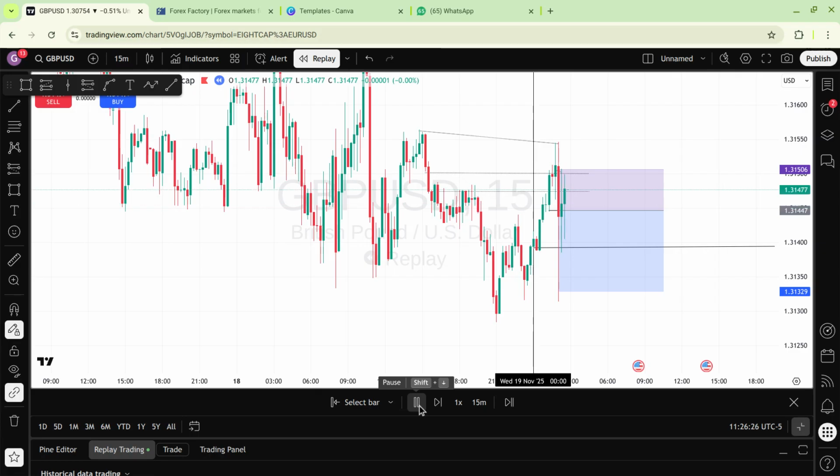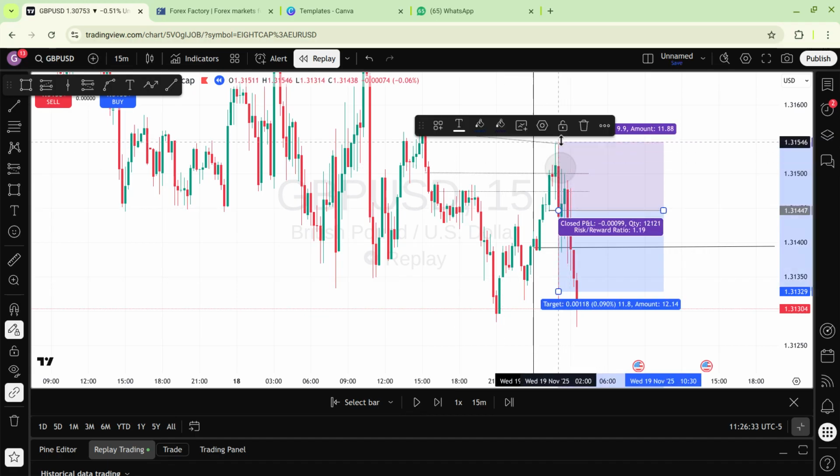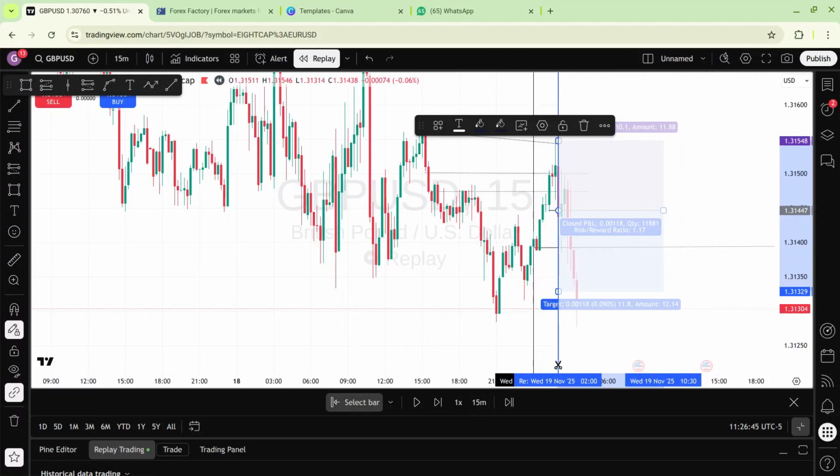Oh, so actually, since I didn't get stopped out, it means I actually just used this high, because I never got stopped out on this trade. So let me just go back again. Sorry about that. Where'd I go? Okay, yeah.